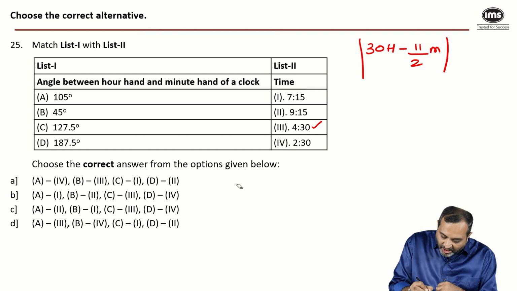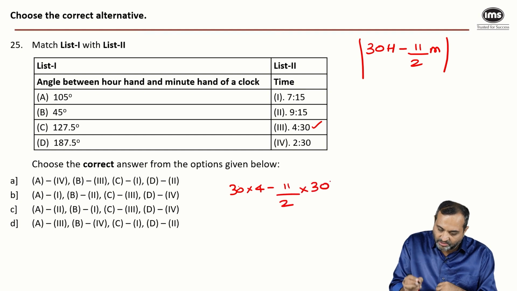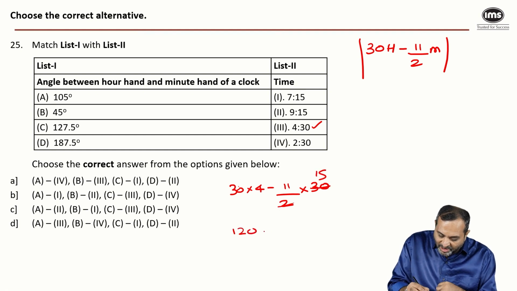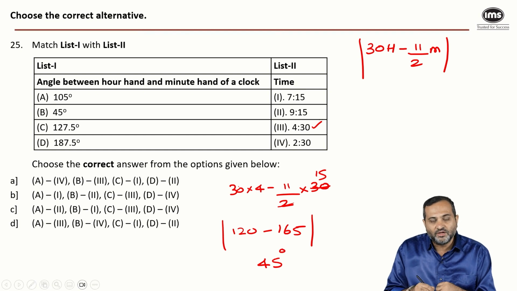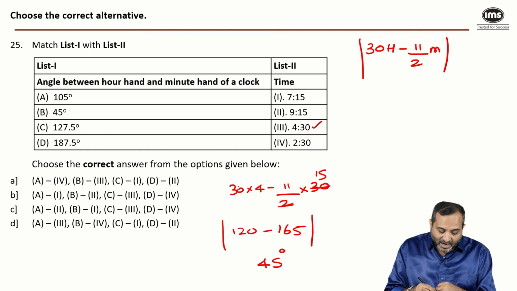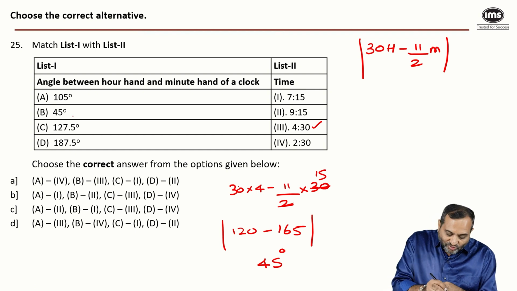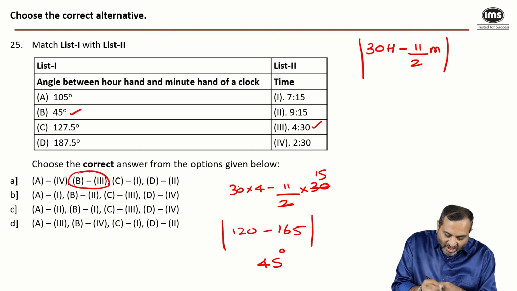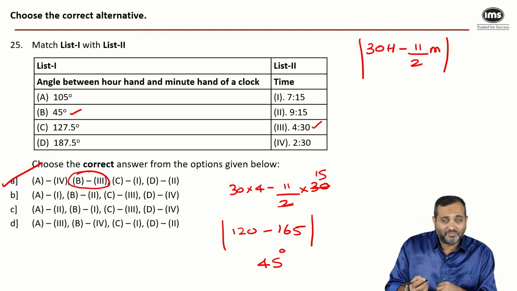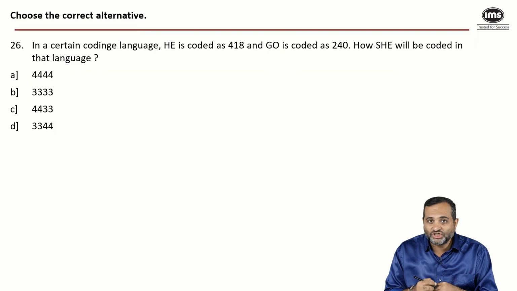It will be 30 into 4 minus 11 by 2 into minutes, which is 30 minutes. So 30 fours are 120, 15 into 11 is 165. So what is the mod of 120 and 165? Can I say the mod of 120 and 165 is 45 degrees? So at 4:30, the angle between them has to be 45 degrees. So as far as B is concerned, B has to be option 3. Do you see there is only one option which has B3? So that is my answer. Let's look at the next question.